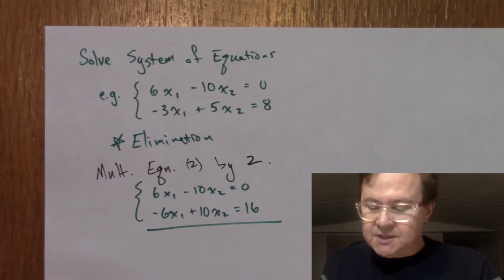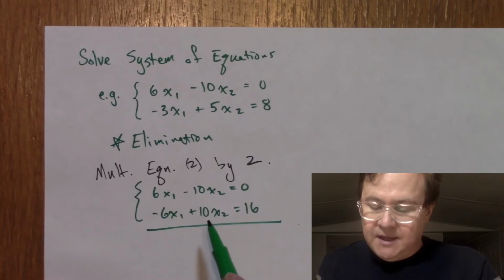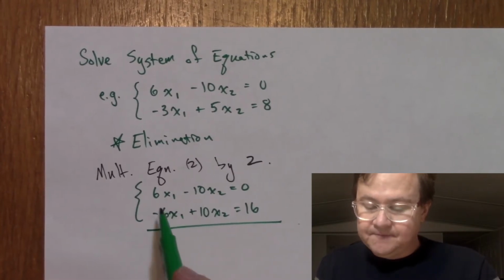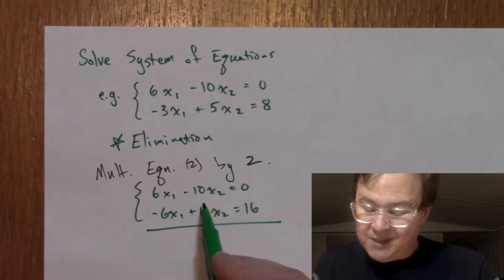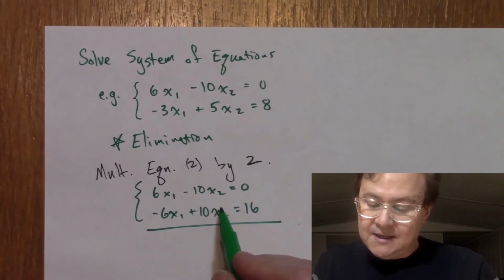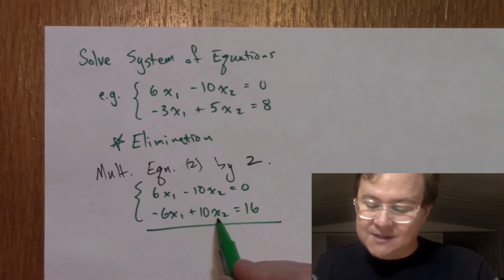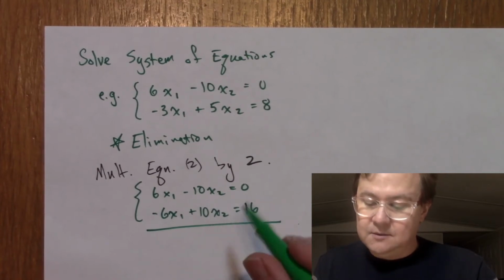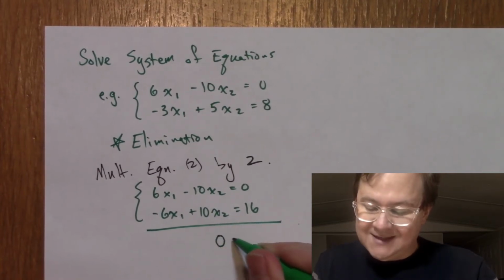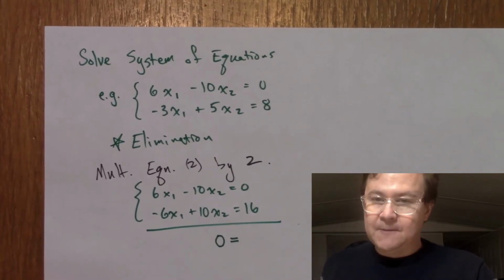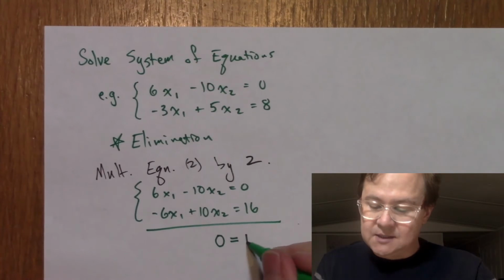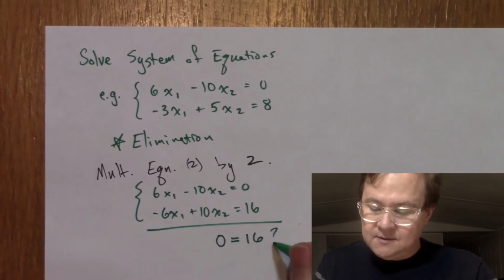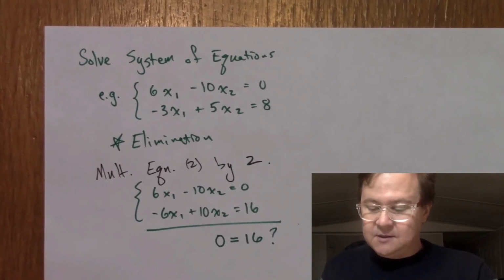Now something interesting happens here, because my aim was to eliminate x1, and indeed 6 plus negative 6 is 0. But notice that x2 from the first equation and the second equation are also being eliminated. The left-hand side is 0. But when I add the right-hand sides of both equations, I get 0 plus 16. And that is clearly not true.